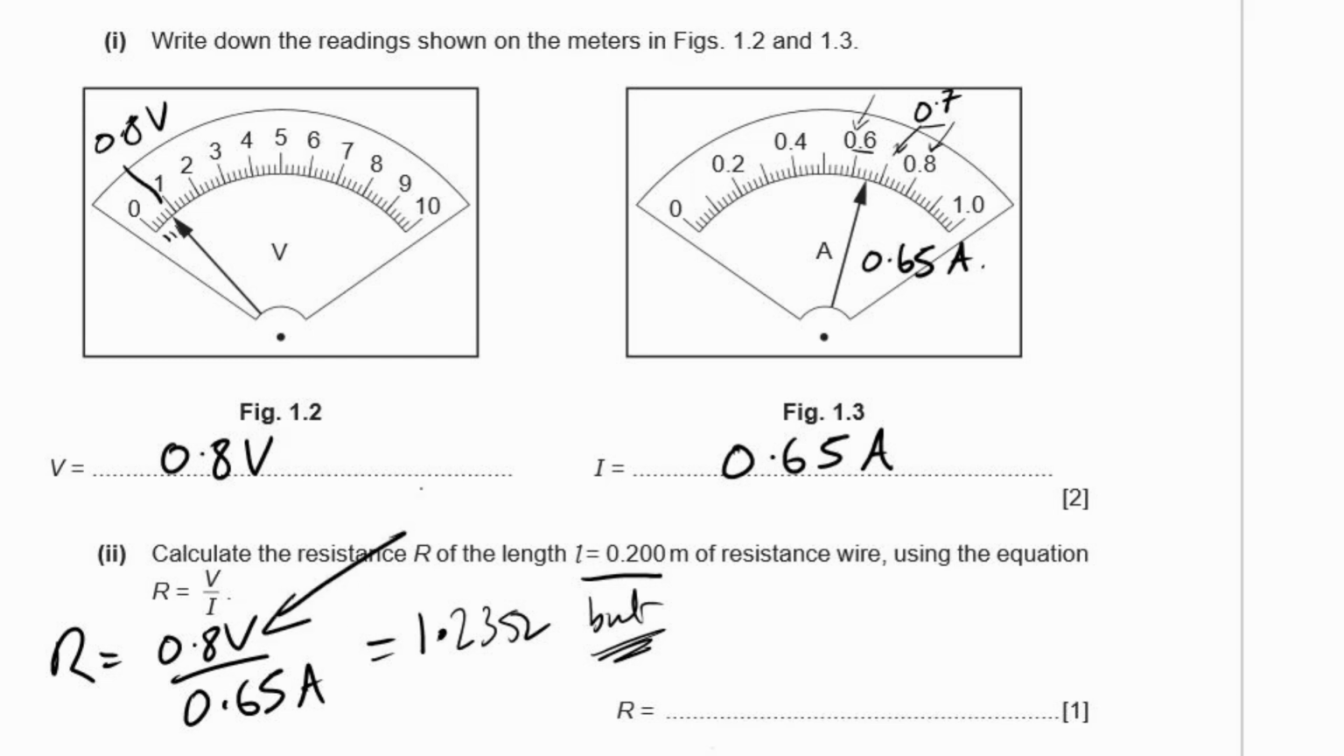The voltage is one significant figure, and the current is two significant figures. So the best I can do here is write the answer to two significant figures. So I should write 1.2 ohms, to communicate my confidence in that value. Excellent. Let's move on to the next bit.